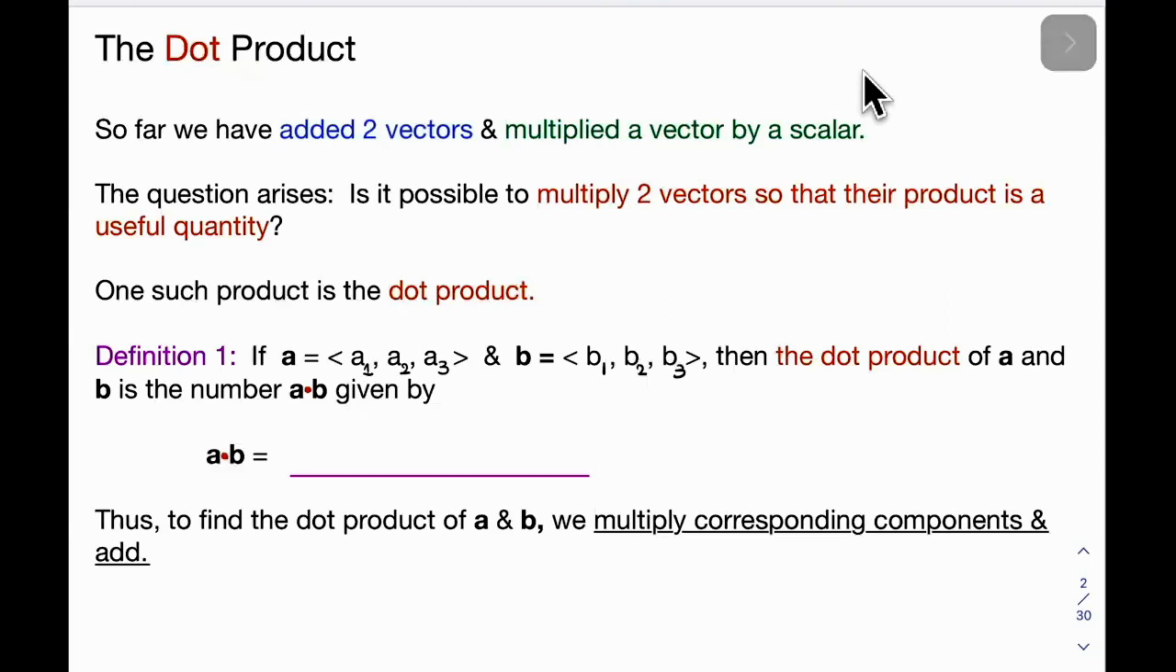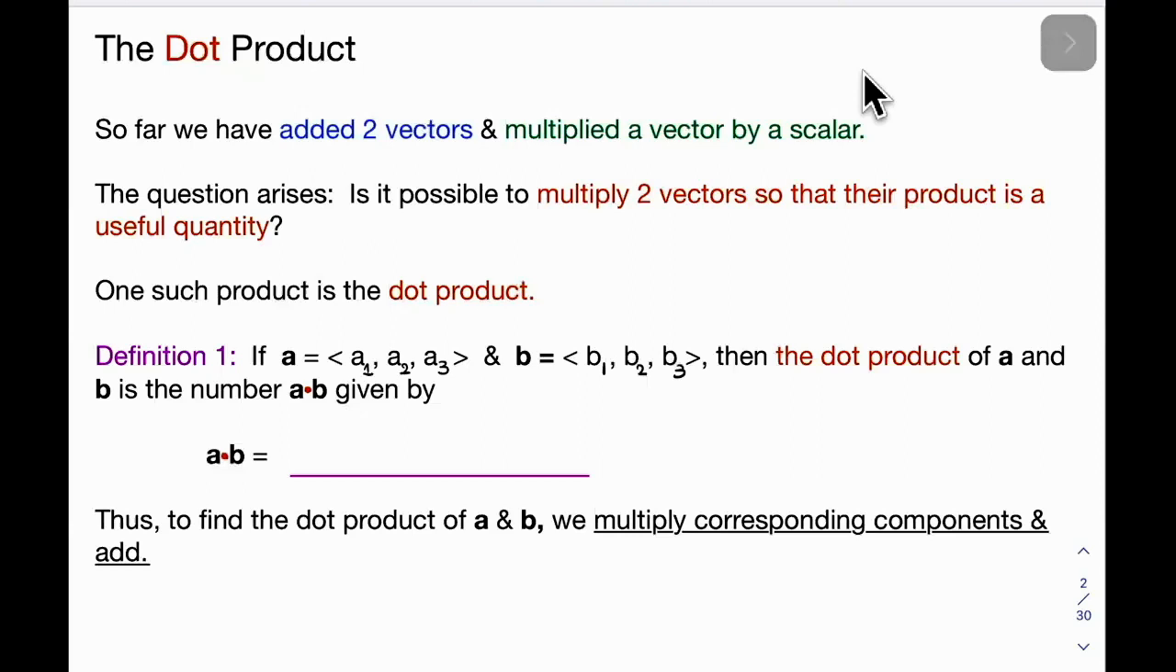In the past, we were able to add two vectors, right? How do we add two vectors? We add them component by component. And then we can multiply a vector by a scalar, so we just multiply each component of the vector by the scalar.